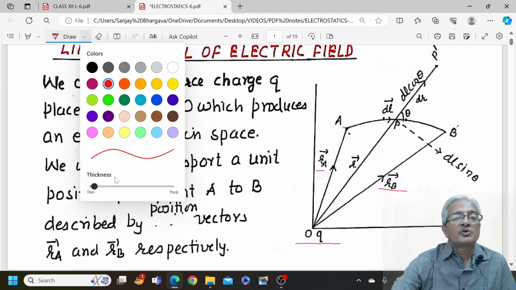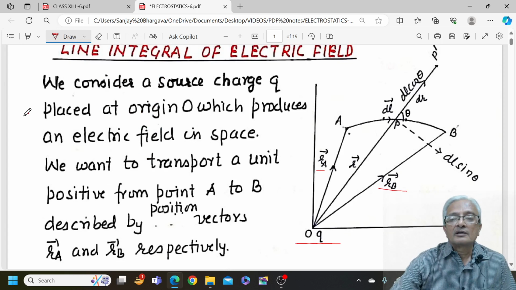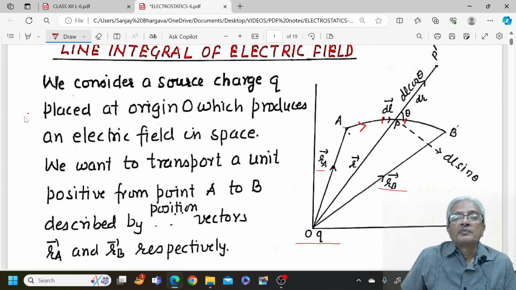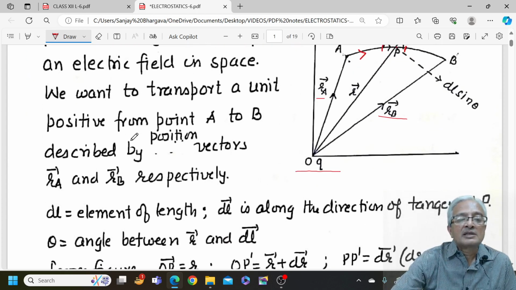Now we are supposed to calculate here what would be the value of line integration of electric field. Now we want to transport a unit positive charge from point A to B. The entire length of the path is divided into small intervals of length dl. Now direction of dl vector is along the direction of the tangent at point P. So here theta represents the angle between what we call as r vector and dl vector.